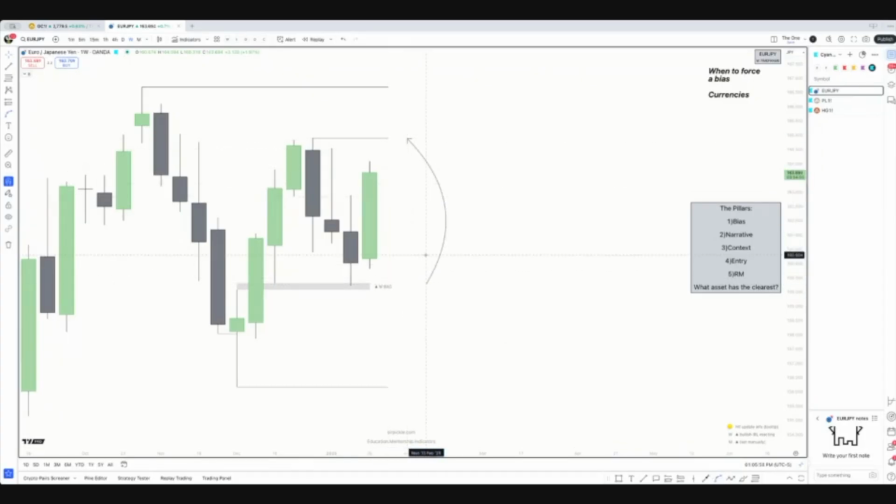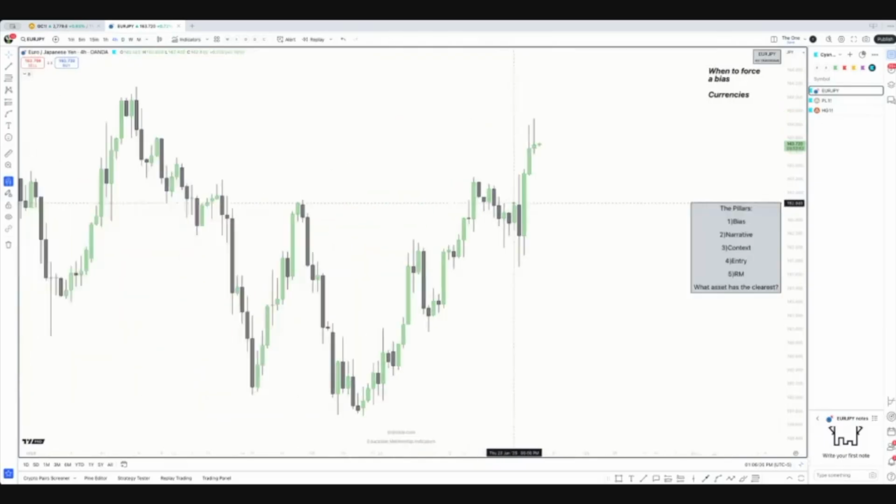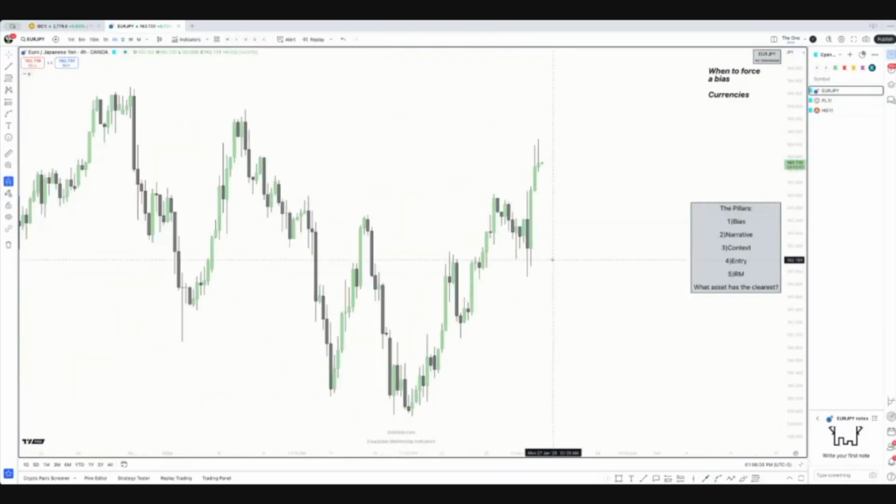IRA to ERA. Now we need the entry. All right, what's the entry? Well, from a weekly, we can look for a 4-hour. So let's look for a 4-hour fair value gap right here.